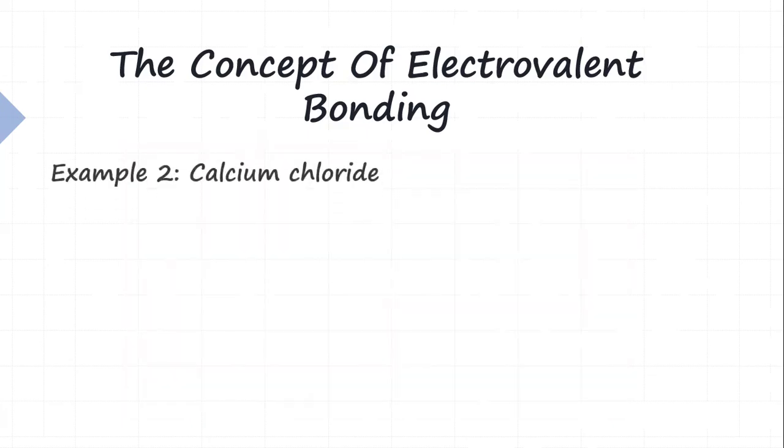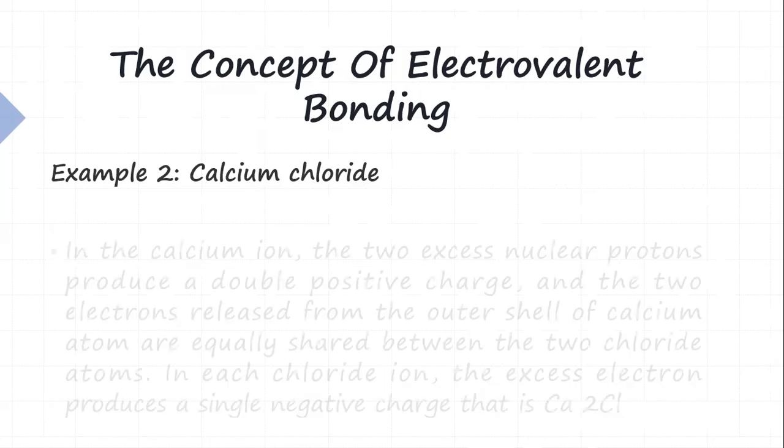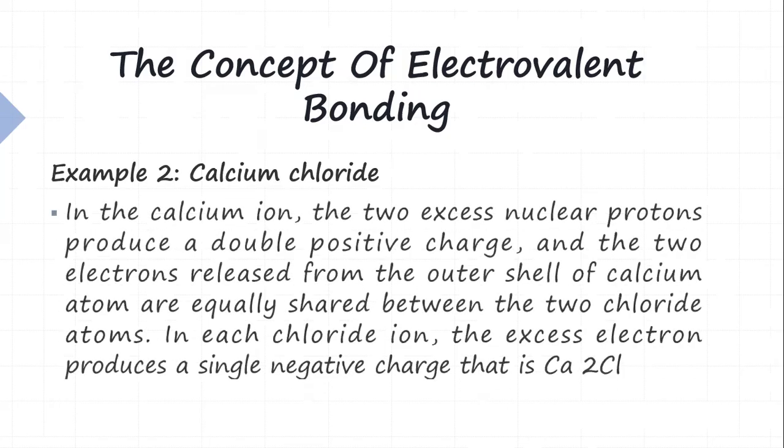Now, the other example is calcium chloride. In the calcium ion, the two excess nuclear protons produce a double positive charge, and the two electrons released from the outer shell of the calcium atom are equally shared between the two chlorine atoms. In each chlorine ion, the excess electron produces a single negative charge.